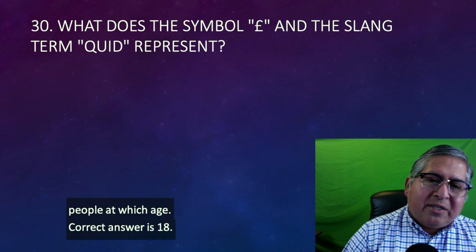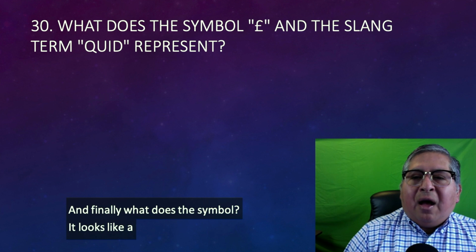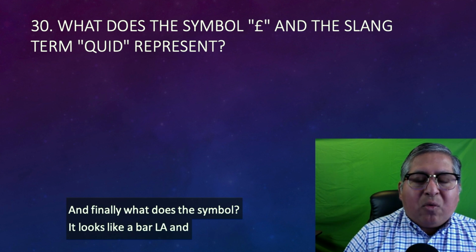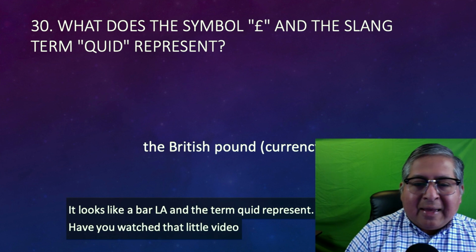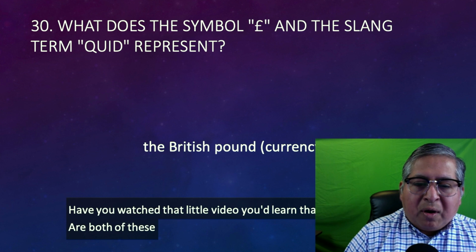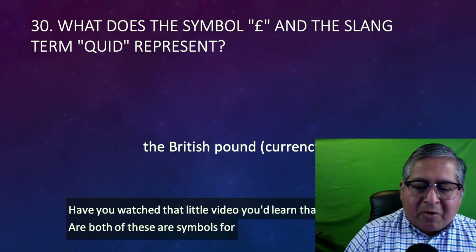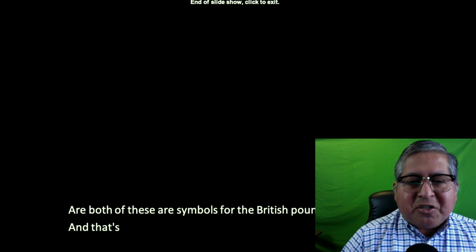And finally, what does the symbol, it looks like a bar L, and the term quid represent? Well, if you watch that little video, you'd learn that both of these are symbols for the British pound, their currency. And that's the end of the questions.